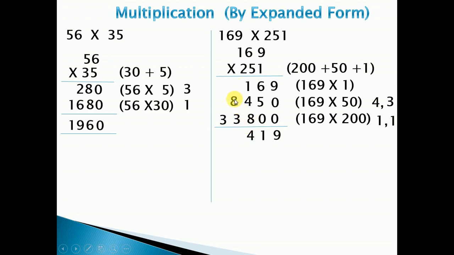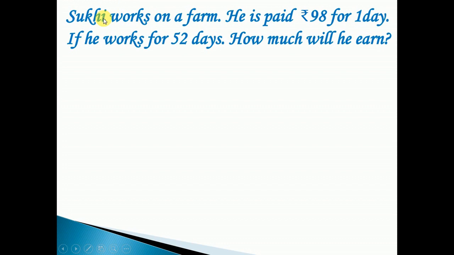1 plus 8 plus 3 is equal to 12. Write 2 here and one is carried. 1 plus 3 is equal to 4. Thus, the product is 42,419. Now, we solve problem sums.